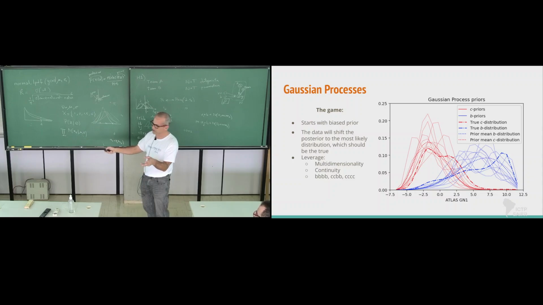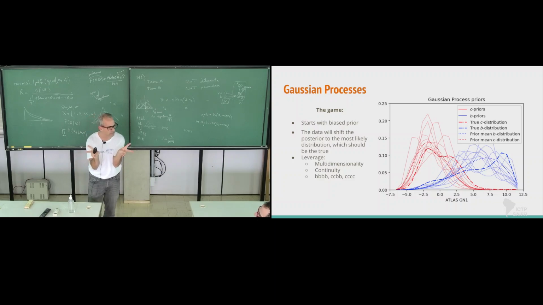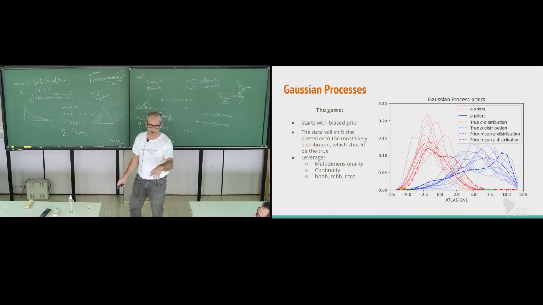And we are leveraging multidimensionality, continuity, and that this is a cheat. For bottom, for C, to C to B and for C, it is good, but it doesn't take into account some detail that at the LHC beyond eta 2.5, you cannot put a tag on the jets. From now on, we are neglecting that. We are working on that.